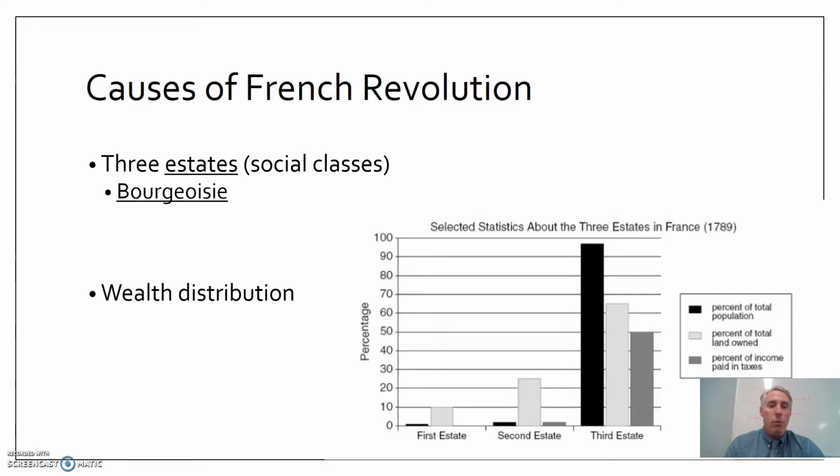And to make matters worse, one other thing I want to bring your attention to is the taxes. I'm going to talk more about this in a minute, but I just want to bring your attention now because I'm not going to show this chart again. First estate, 0. The church does not pay any taxes. Second estate, barely anything. Third estate, basically everything. Percent of income paid in taxes. So you have a very, very unfair distribution of taxes. The third estate has to shoulder almost the entire burden when it comes to taxes.